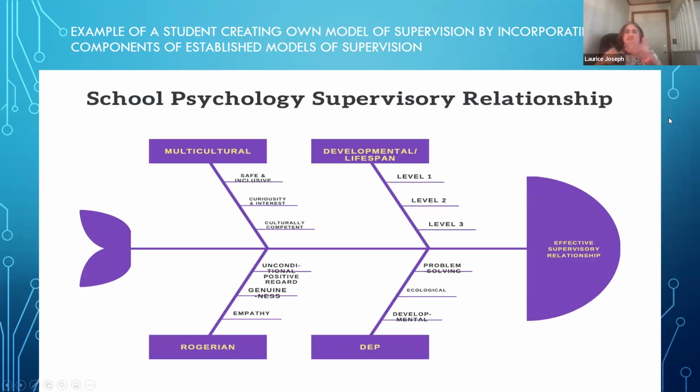I'm sorry. The next one is where one of my students came up with this way of organizing the information. She talked about a multicultural model as well as the developmental lifespan model and so forth. She talked about what components in the models resonated with her in creating her own model, such as unconditional positive regard, genuineness, and empathy that a supervisor needs to show to their supervisee. These are just some examples of the models they came up with. What was fun for me was seeing how students came up with what aspects of the models they took and made their own.